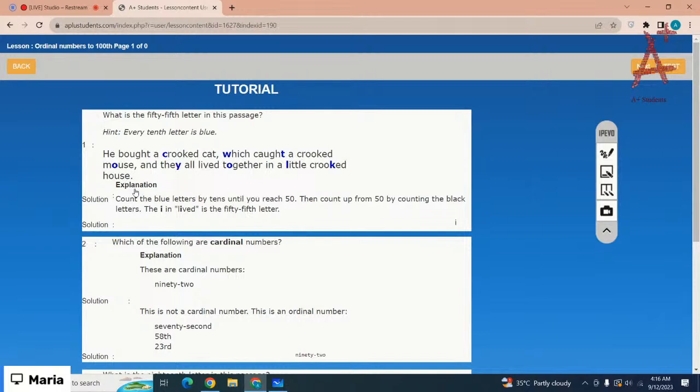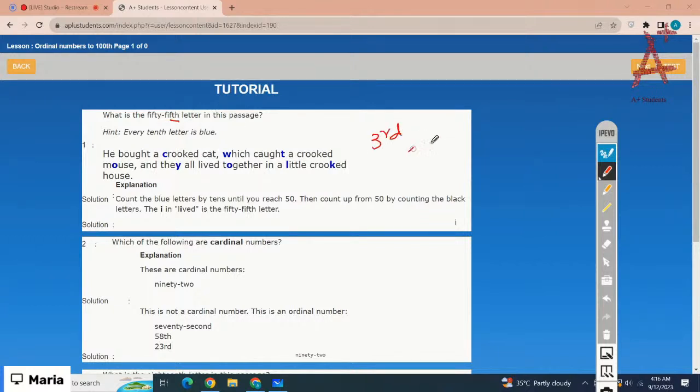Okay, what is the 55th letter in the passage? You can see you have a TH with 55, right? The TH means that it is an ordinal. Whenever you have TH, third, RD, second, ND, 24th, words like this, they are the ordinals, right?